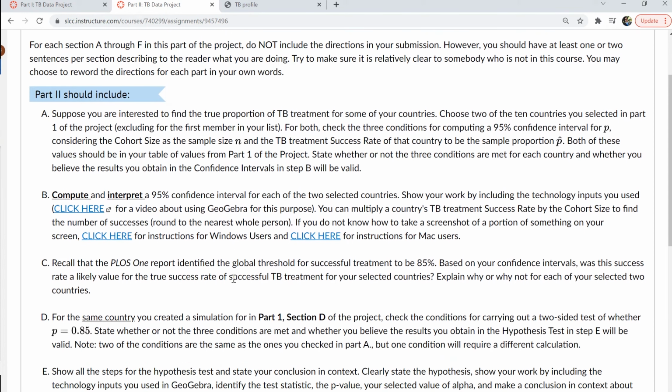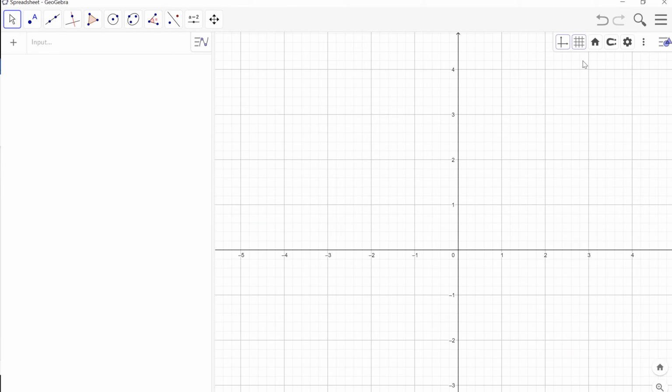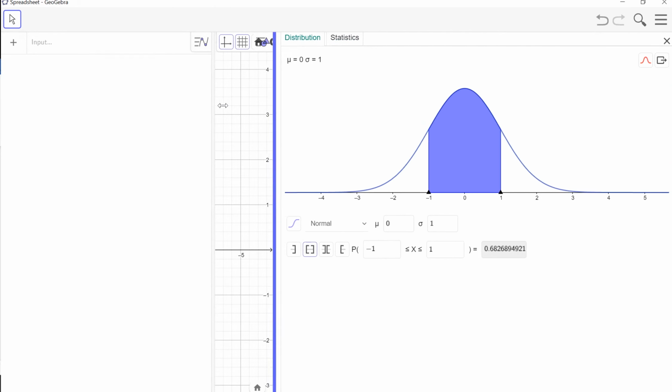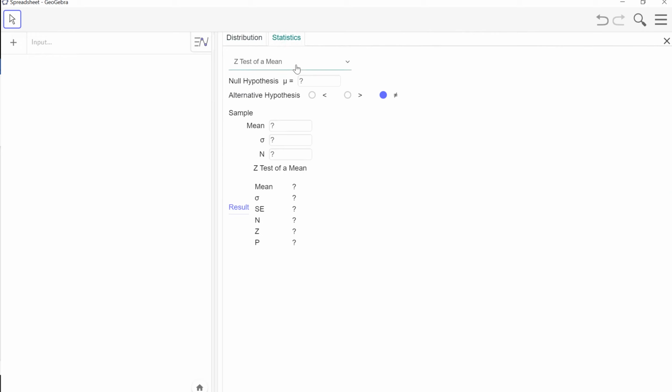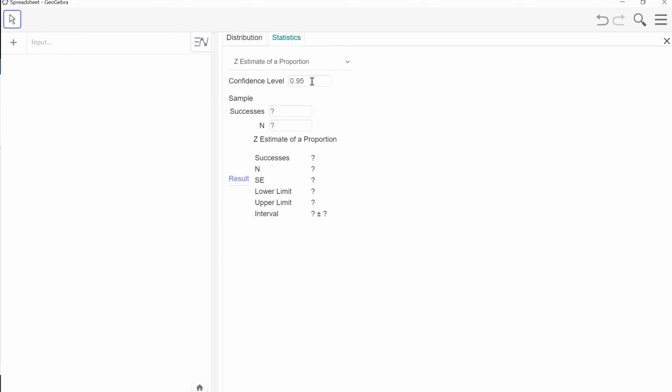In step B, you will compute and interpret a 95% confidence interval. In order to compute that in GeoGebra, we can go to the probability calculator, and it likely will open up on distribution. Make sure you go to the statistics section, and because we are doing this for a single proportion for a confidence interval, we will select Z estimate of a proportion. To do a 95% confidence interval, we will select 0.95, and then we'll put the number of successes and sample size for a given country.